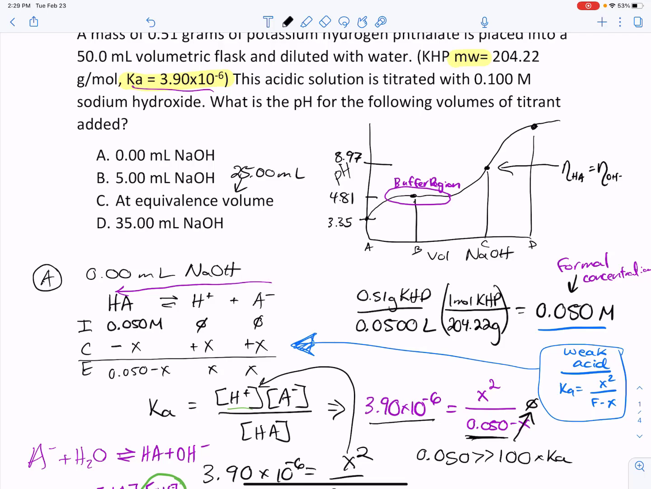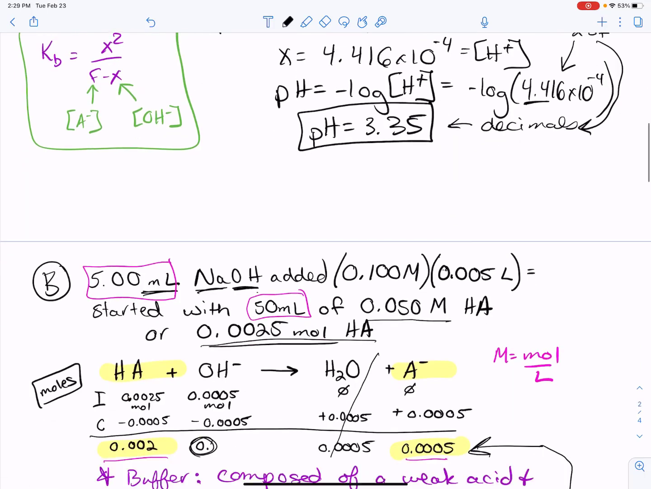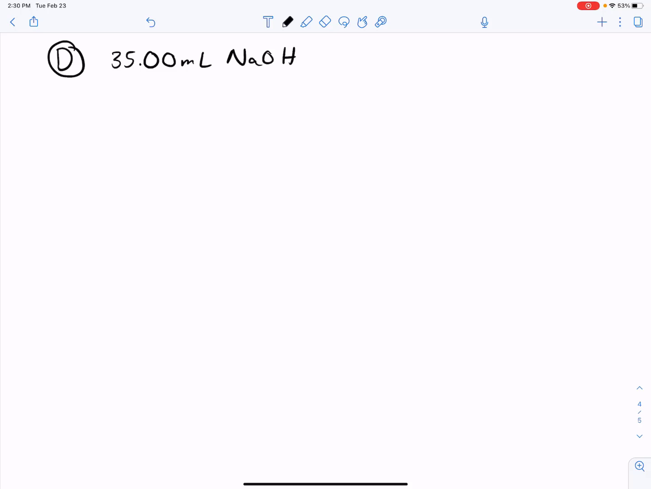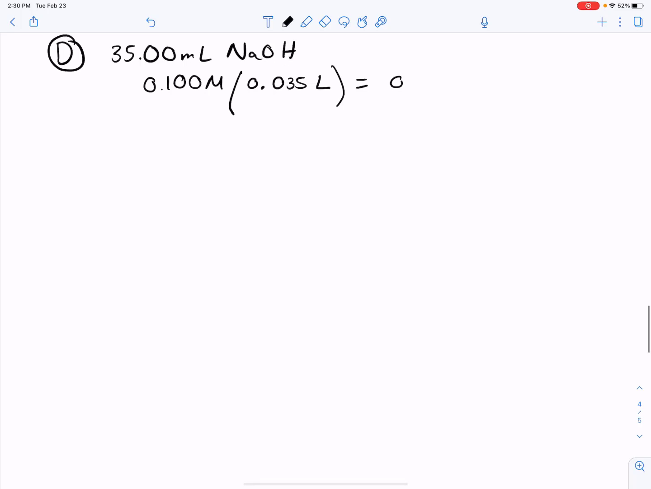Part D. 35 milliliters of sodium hydroxide have been added. With 35 milliliters of sodium hydroxide added, the big question is, what's my molarity? And what also is my moles? I can take my molarity, which is 0.100 molar, times my volume, but my volume needs to be in liters, 0.035 liters. That's going to give me a number of moles of my sodium hydroxide. And so I have 0.0035 moles of sodium hydroxide.